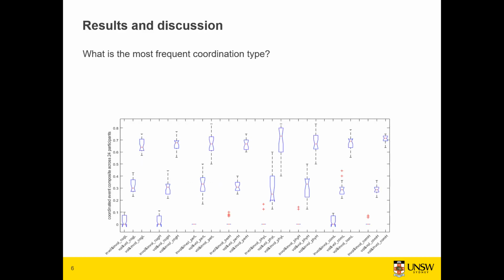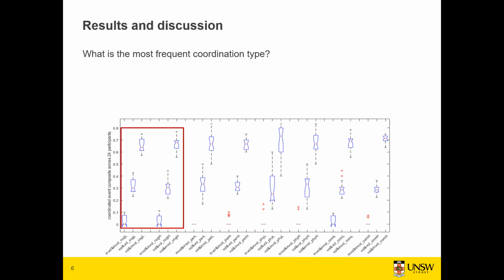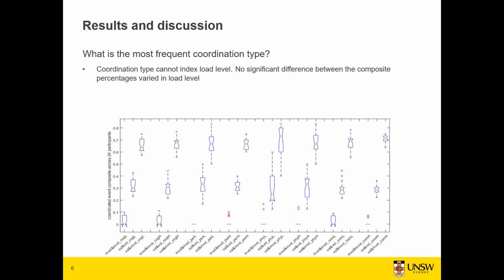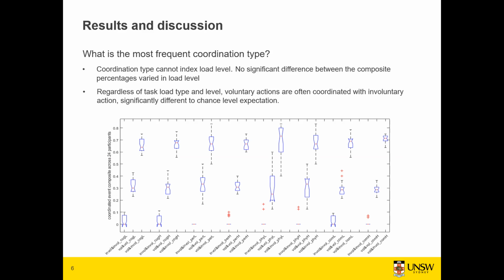Next question, which coordination type occurs most frequently? We group the 5 modalities into voluntary and involuntary events, so there are 3 combinations. When we compare the percentage composition in 2 load levels, there are no significant differences. Therefore, coordination type cannot tell the difference in load levels. Regardless of load type and level, the most frequent coordination type is the combination of voluntary with involuntary action. The percentages are significantly different from the chance level expectation.